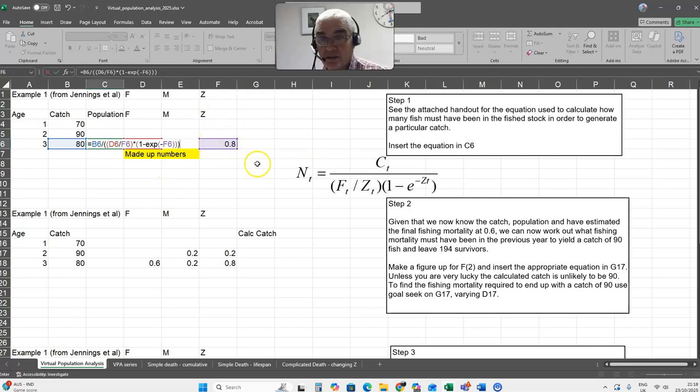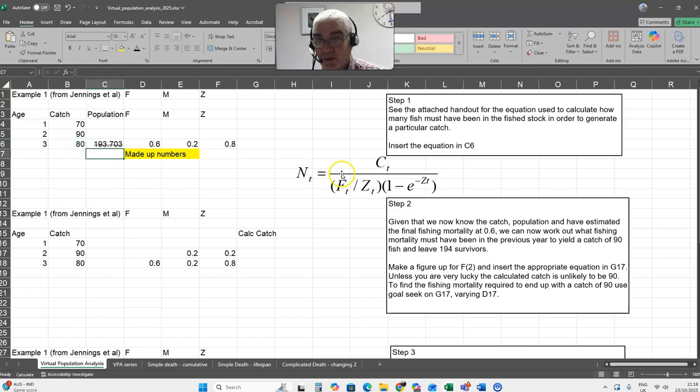Okay, so now hopefully when I press this, I'll get a sensible answer. I don't know what that is, but you can see it's 193.7, which is what I was expecting. So if you look in the Jennings book, you'll see that that's what he ends up with. So 193 fish is the number of fish you must have in the population to support a catch of 80 if you've got a fishing mortality of 0.6 and a natural mortality of 0.2. Okay, so we've done that bit.